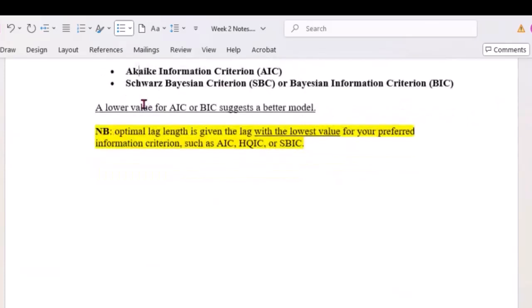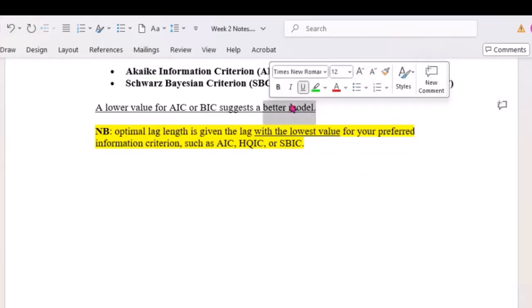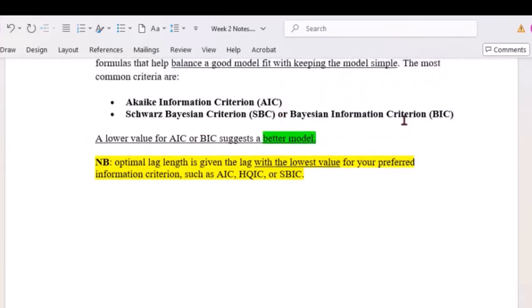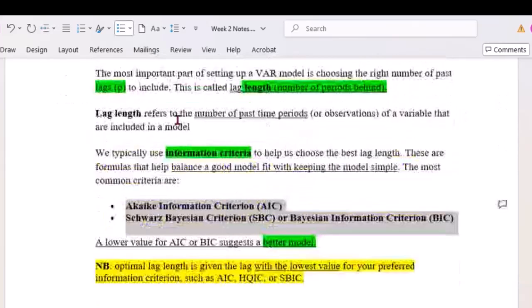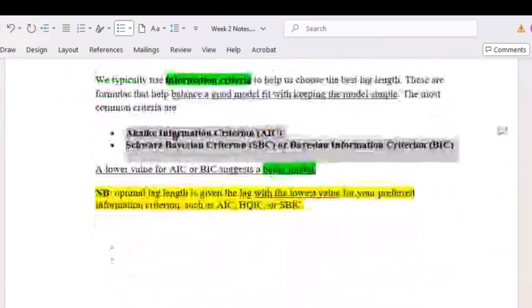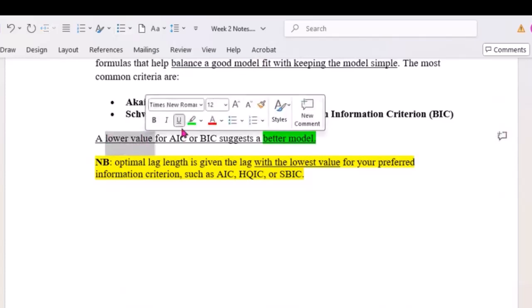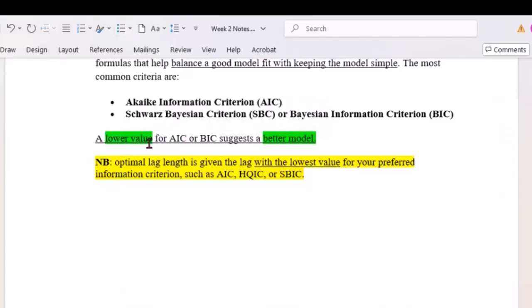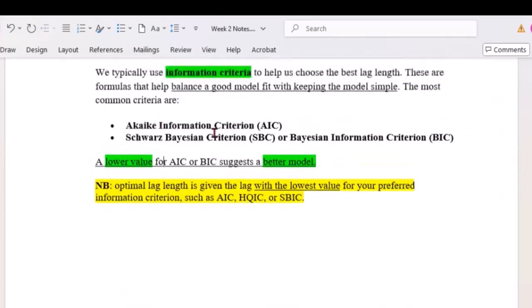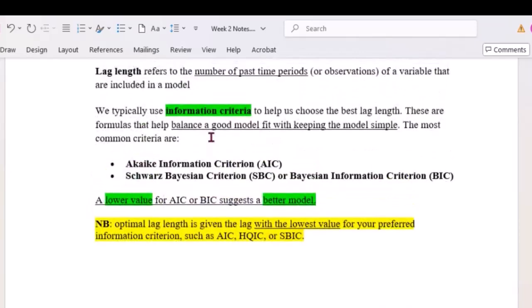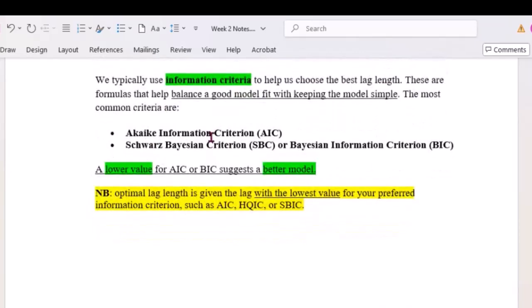And we said that a lower value of AIC or BIC suggests a better model. So when you are conducting the model specification analysis, we will look for the lower value. You should remember that we always look for the lower value of AIC or BIC when we want to determine the lag length of a model.